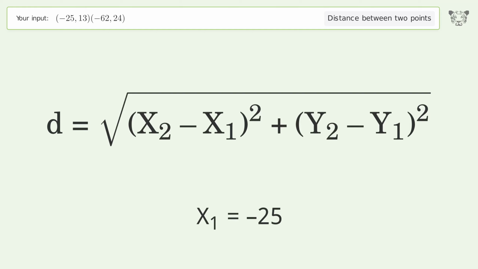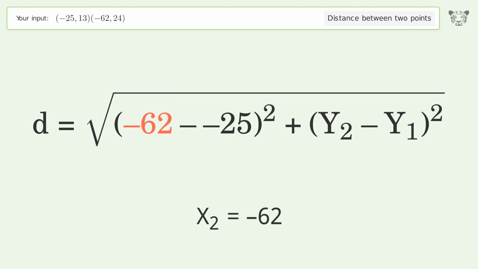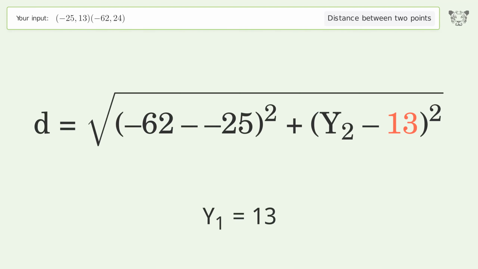x1 equals -25. x2 equals -62. y1 equals 13. y2 equals 24.